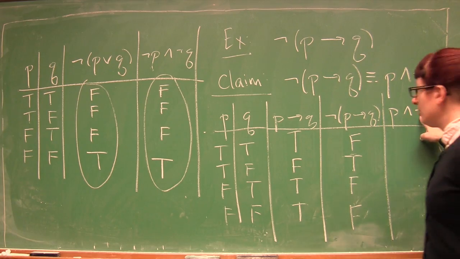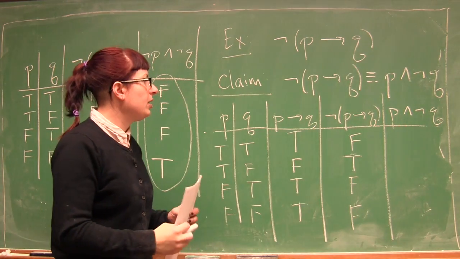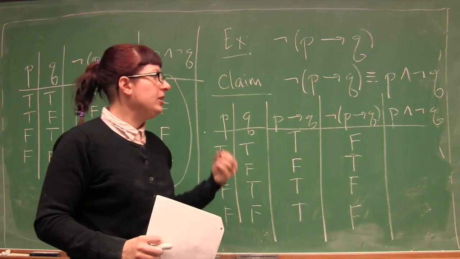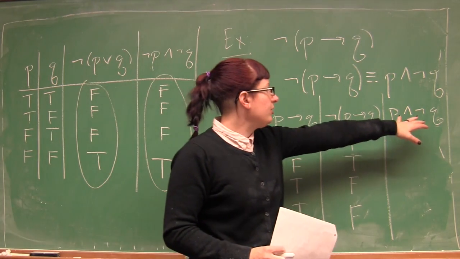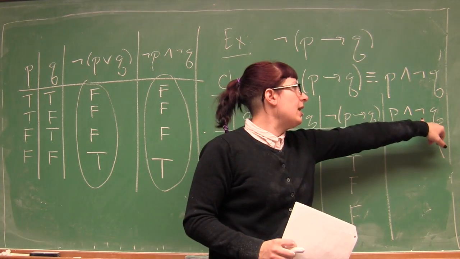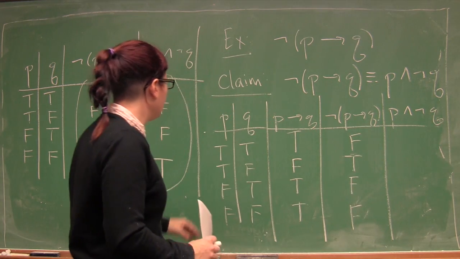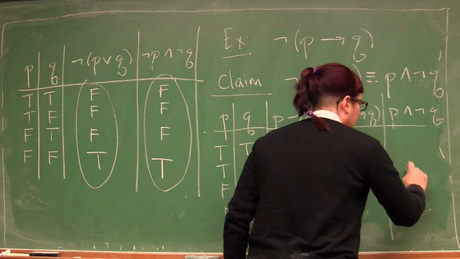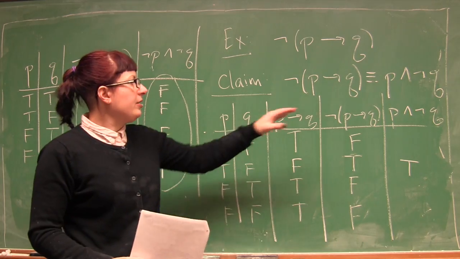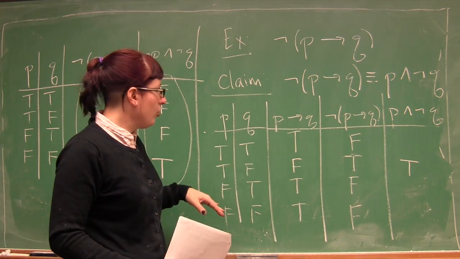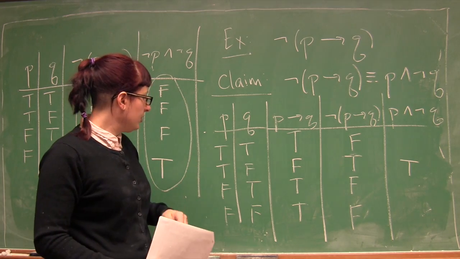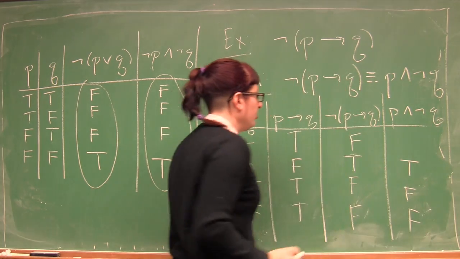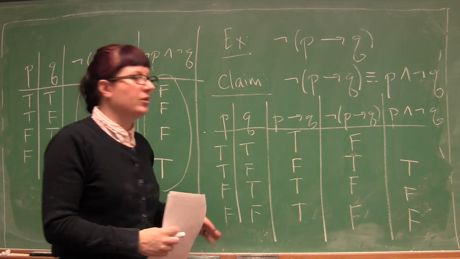Now let's think about P and not Q. P and not Q is going to be true only when both P and not Q are true. Well, that's only going to happen when P is true and Q is false. So when P is true and Q is false, that's the second row, we'll get a true value here. If either P is false or not Q is false, we'll get a false. So P is false in these two, so we get false down here. Not Q is false when Q is true, so we get a false in this first row.